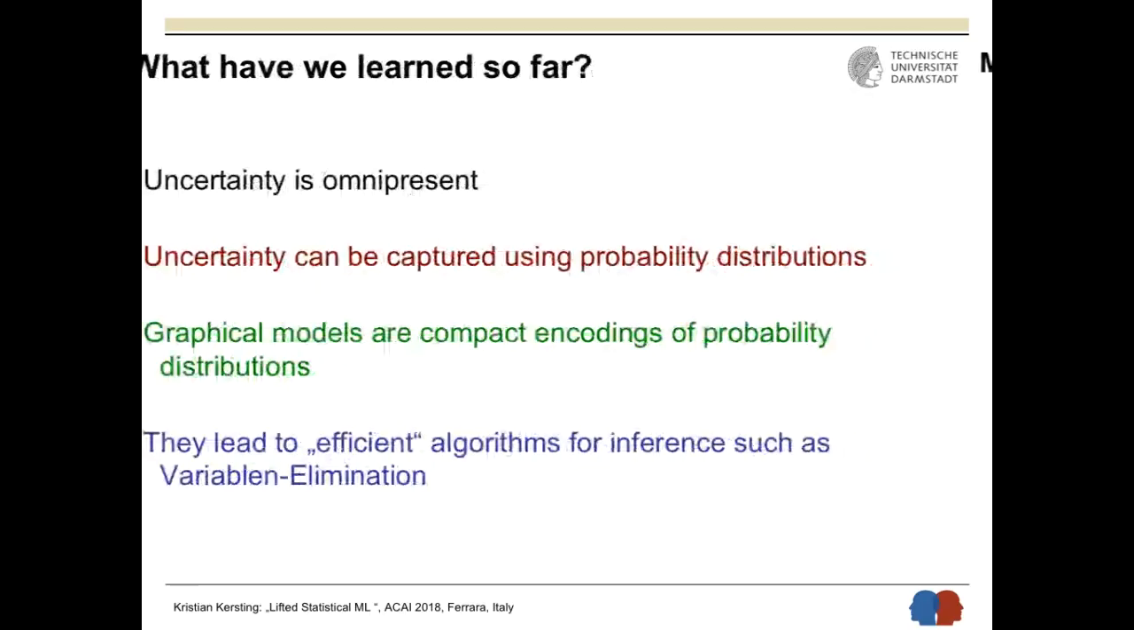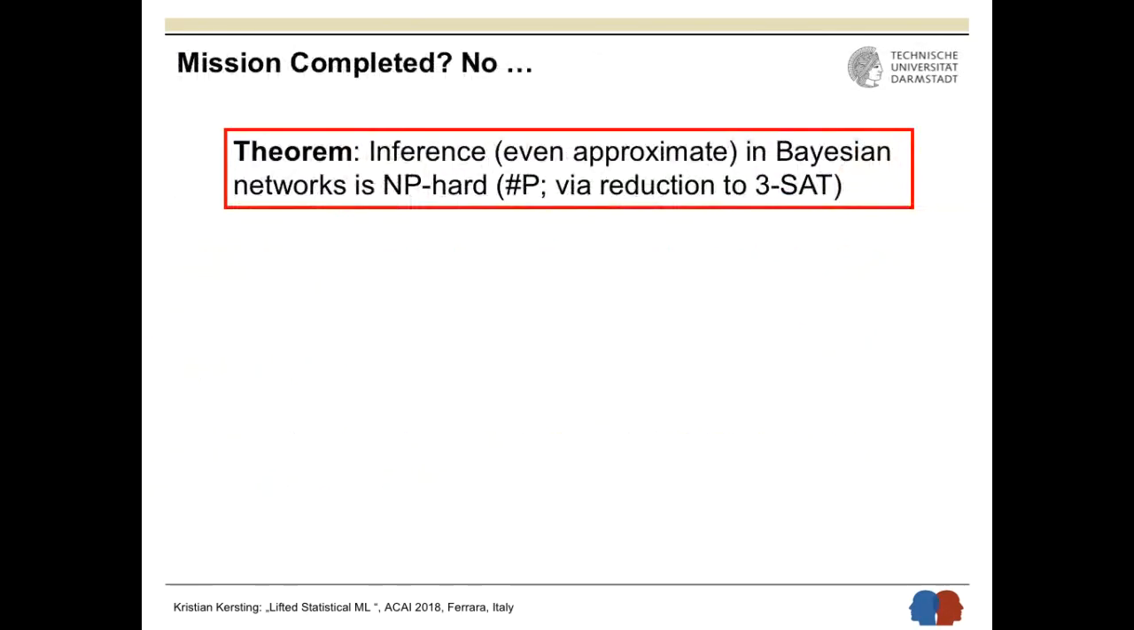So you can ask again, in a sense, mission completed, but unfortunately, no. Why? Well, the problem is that inference in Bayesian networks is NP-hard, and actually it is #P-hard. And you can prove that via a reduction to 3-SAT.